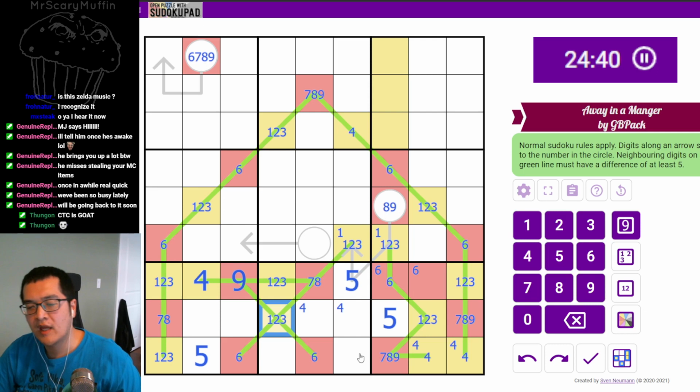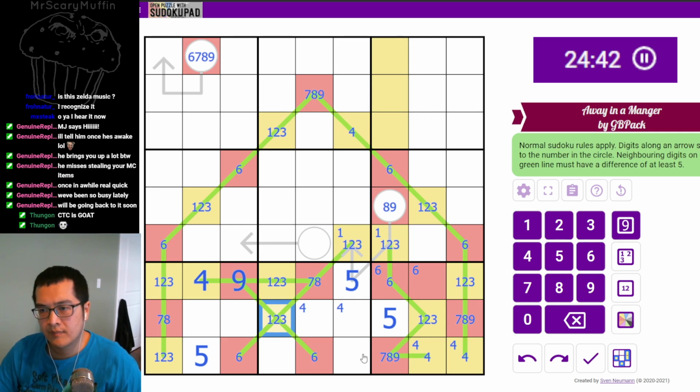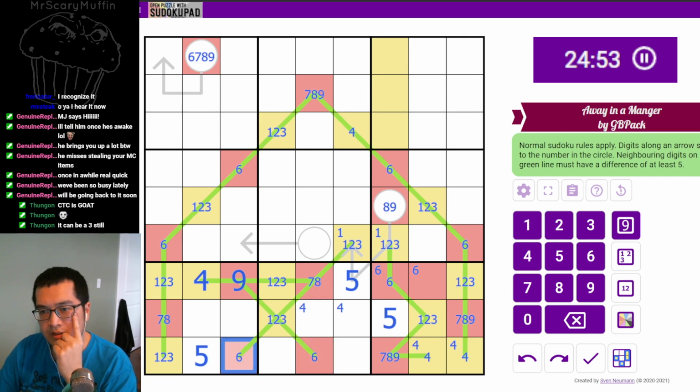Well, for sure, this number can't be a 3. No, can it? Oh, it can be a 3, couldn't it? If this was 3, this would be 8, and this would be a 9. And then this would be 8.